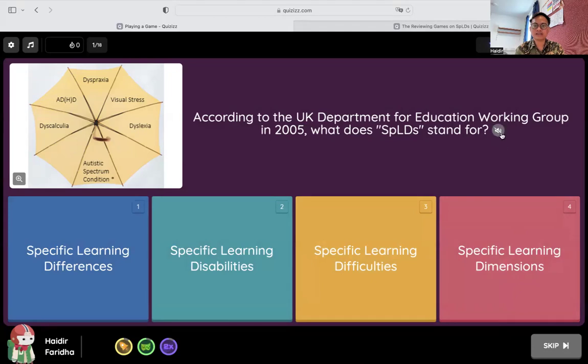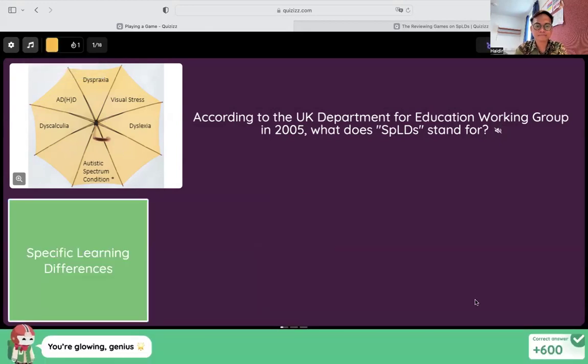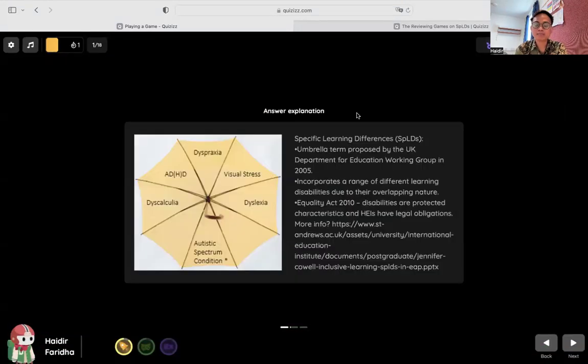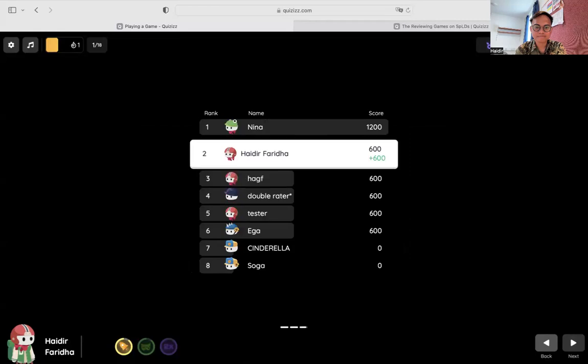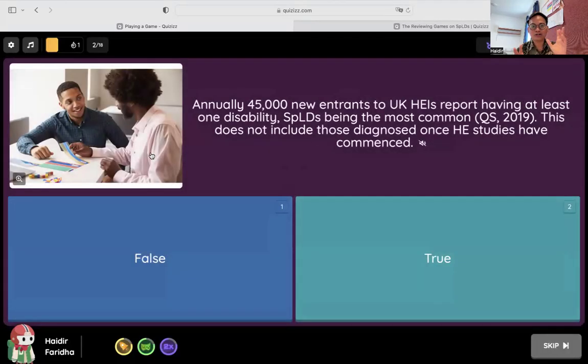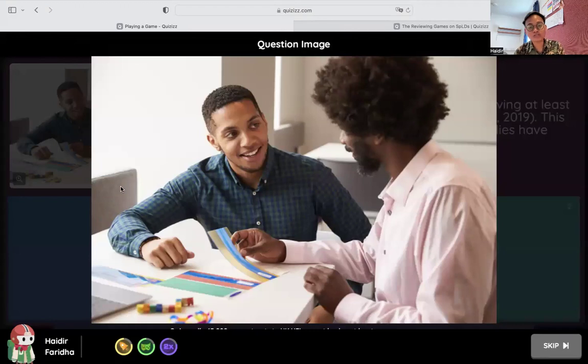You can also turn off the reading option if you are able to read by yourself. And you can actually turn on the music. Most interestingly, there is an answer explanation as constructive feedback here, the short descriptions of why the answer is right or wrong, and there's also a hyperlink for more info or further details. And that ranking system, we call it the scoreboard, can also be eliminated or hidden if the students are not really motivated by a sense of competition. This multimodality that I'm using can also be zoomed out or zoomed in just to see the visual more clearly.